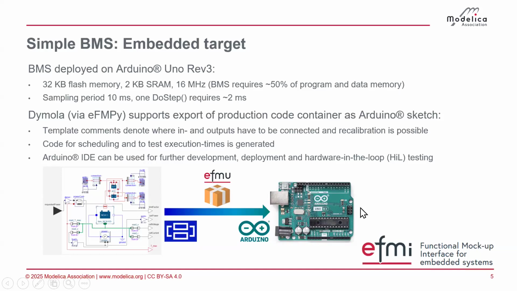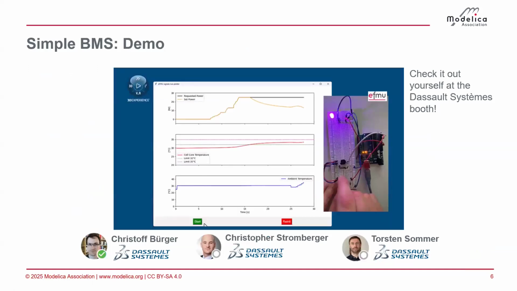And to deploy it, we use what I described before via eFMI to generate the Arduino Uno sketch, where we have template comments denoting the inputs and outputs, and then we connect it, and the code for scheduling and testing, the scheduling and timing. And we use the Arduino IDE basically. And we have at the DS booth the setup with the Arduino Uno, and then you have two potentiometers. With the one you can change your request on the battery, how much power you want.